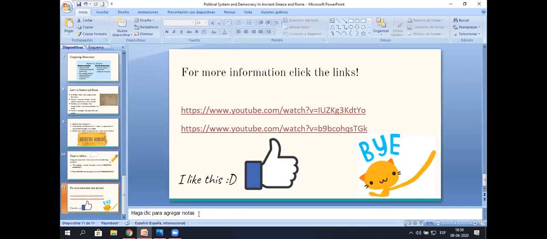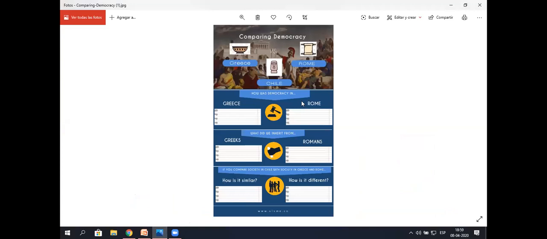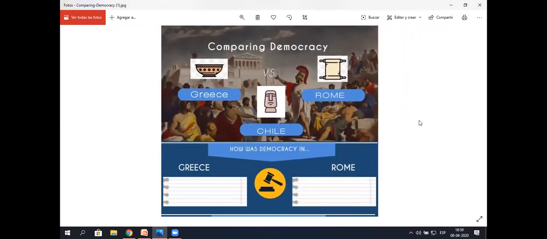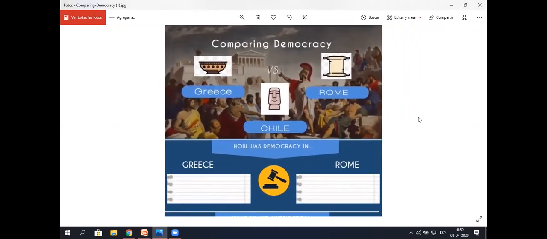After you finish with this, you have to go to activity number 2. This is part of the activity you have to do with the presentation. So this is a comparing activity, okay? The instruction is to print this or use your computer, or use your copybook, okay? You can print the document or write in your copybook. It doesn't matter. So we are going to compare Greece, Rome, and Chile.